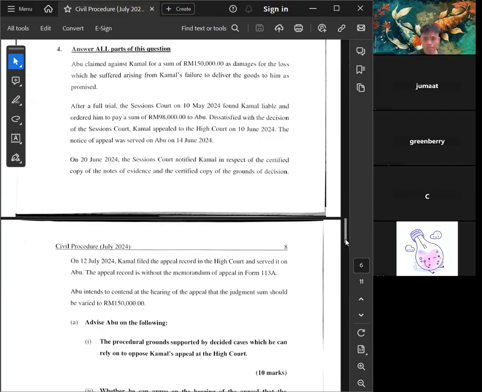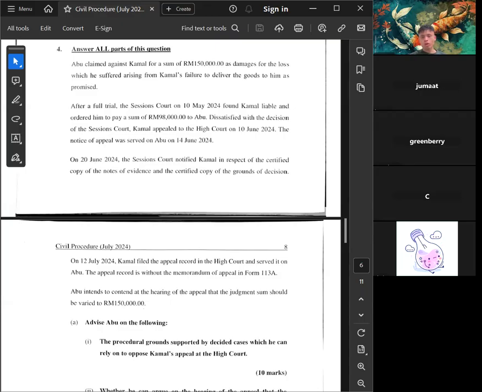Okay, I guess for this, since the issue is concerning the appeal to the High Court, so let's flip to Order 55. Because the appeal is to the High Court, so the relevant order is purely on Order 55. So the first part, yes, Cindy, you got one part of the answer correct. Is the appeal record is without a memorandum of appeal.